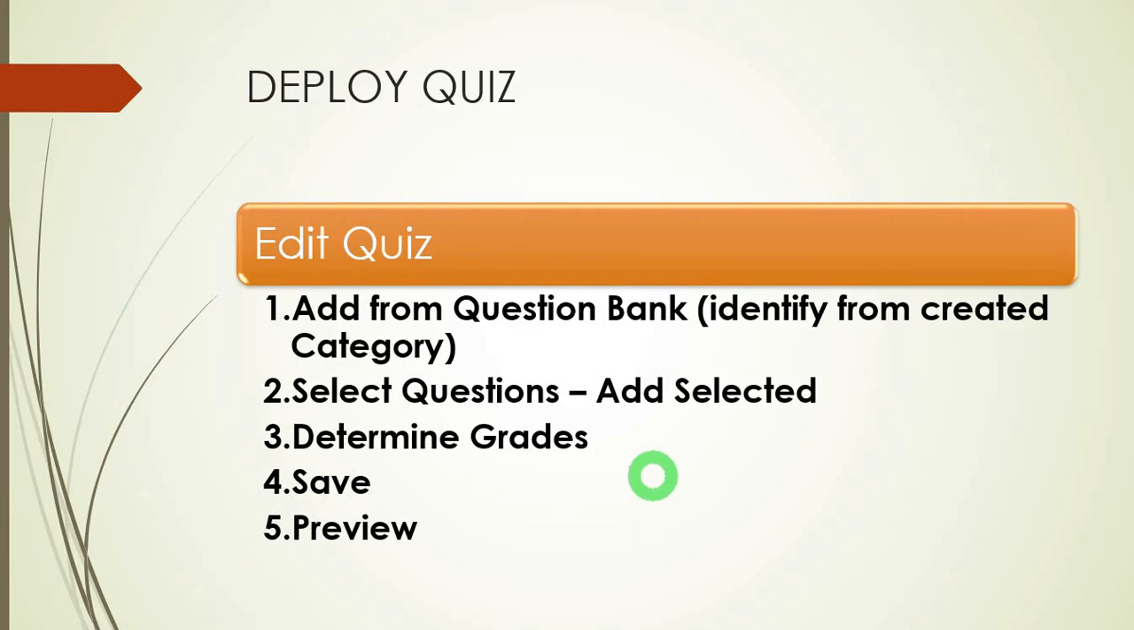Finally, number 5, we deploy our quiz. You will go to edit quiz. This one we just set up. You click on it to take you to edit quiz. Click on edit quiz, add from question bank, and then you'll identify the category you just created. In our case, this will be quiz 7. Select your questions and you add them. Thereafter, determine the grades, you save, and you do a preview of the same.